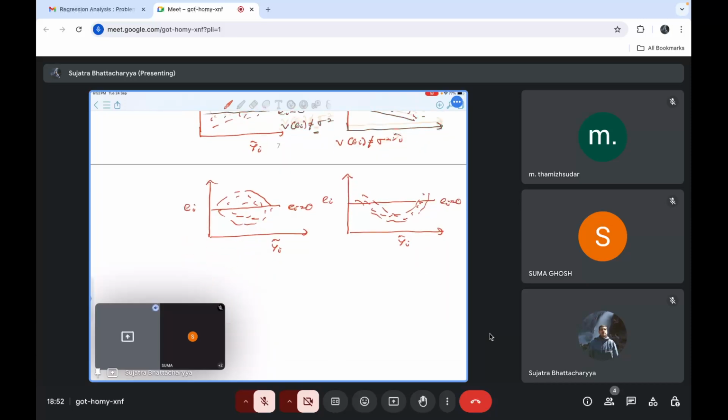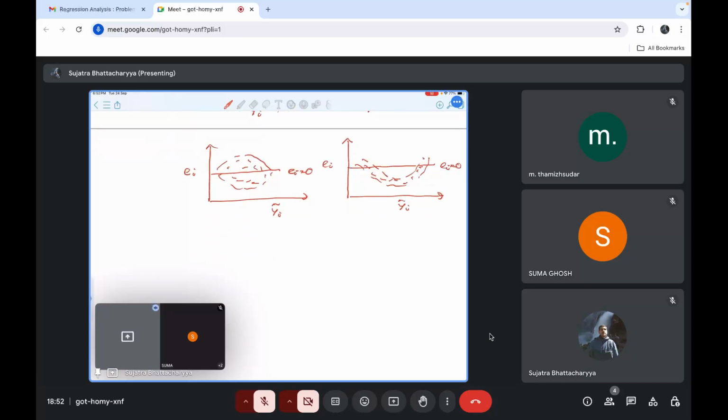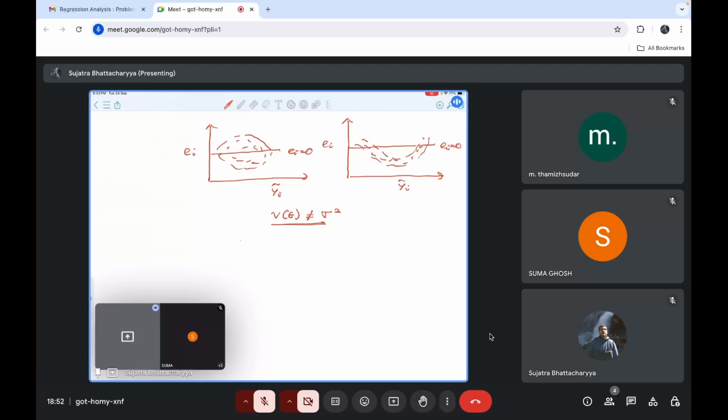So in these cases where the variance of epsilon is not equal to sigma square, we cannot use the direct linear regression method. We use the generalized weighted least square technique. This is one of the methods to improve. Okay, weighted least square technique.